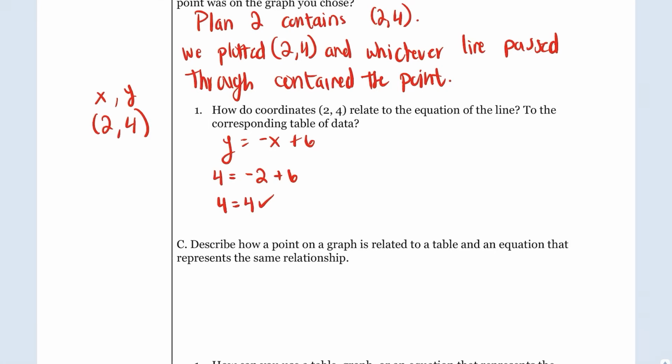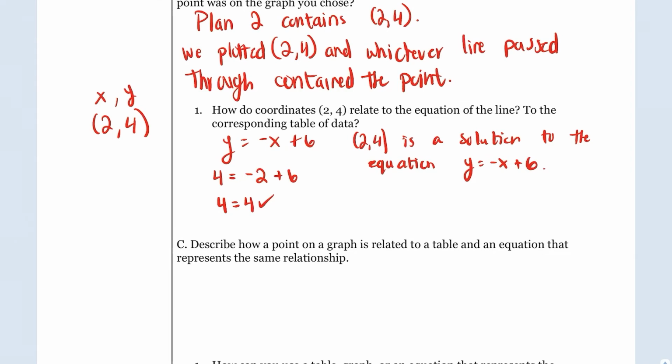When I plugged in this ordered pair, (2, 4), it made the equation true. What do we call an ordered pair that makes an equation true? Well, you might remember that it is a solution to the equation. So (2, 4) is a solution to the equation. And we're being very specific here: y equals negative x plus 6.